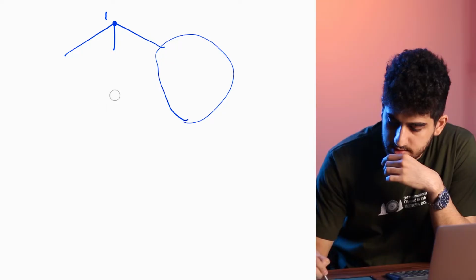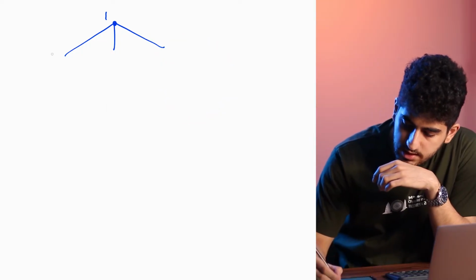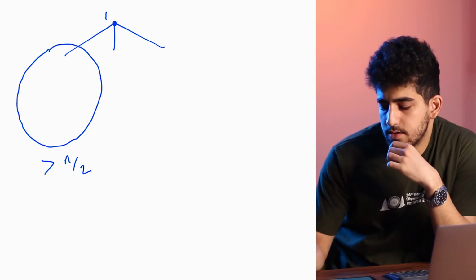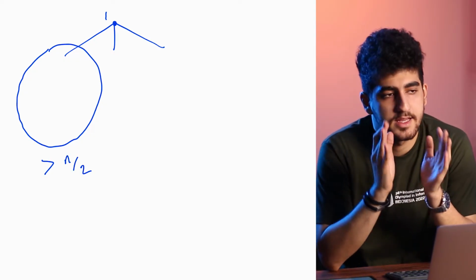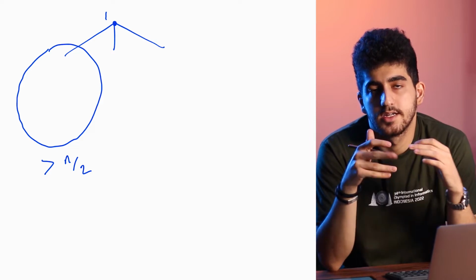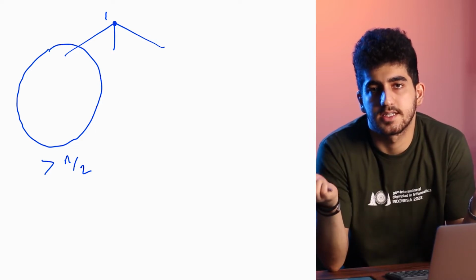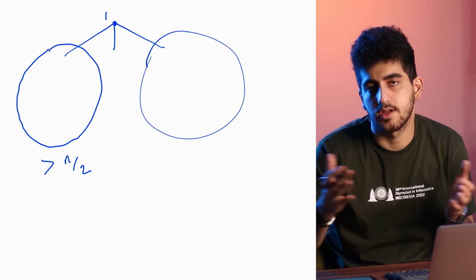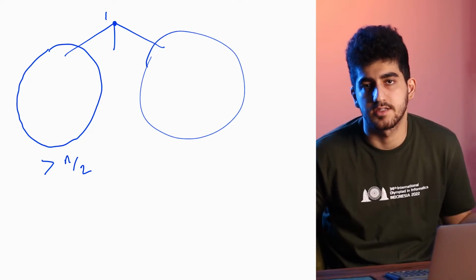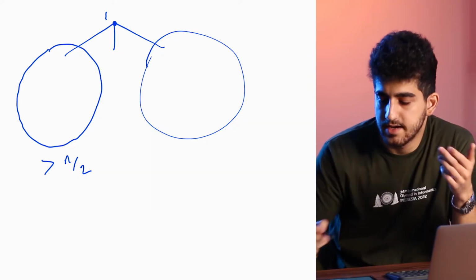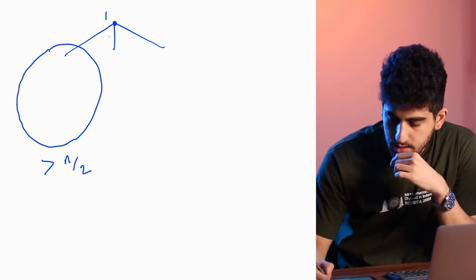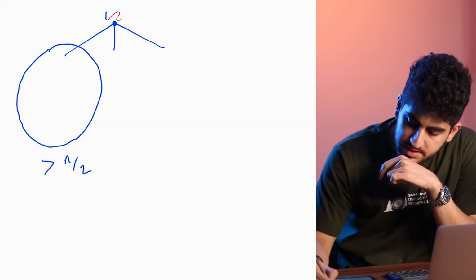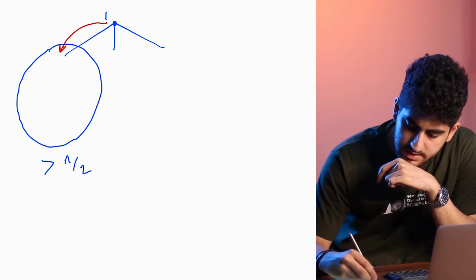But if not, assume that you have at least one child whose size is greater than n/2. Well, first off, I want to say that there will be exactly one child such that the number of vertices in it is greater than n/2, because if you have two of them, then the total number of vertices is more than n, which is a contradiction, because we said that we have n vertices. So what we can do is go from this vertex to this new vertex here.